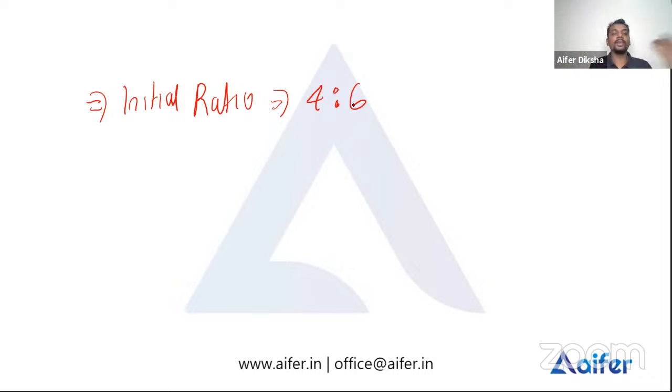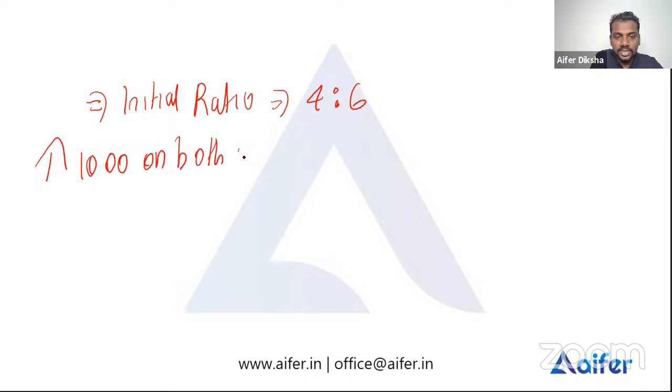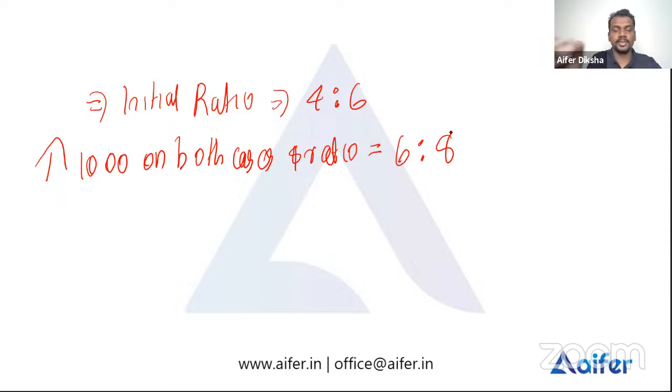Then they will say there is an increase of 1,000 in both cases, and the ratio becomes 6:8. What is the original value? So this is a major type of question from ratio and proportion. Remember, first of all they will give a ratio. Then they will say there is an increase of salary, or an increase in the amount of liquid in a particular bottle, whatever it is.